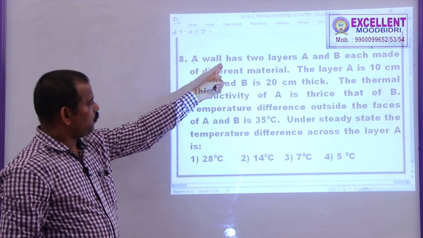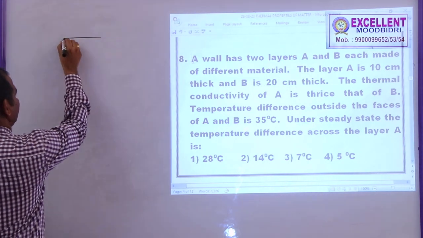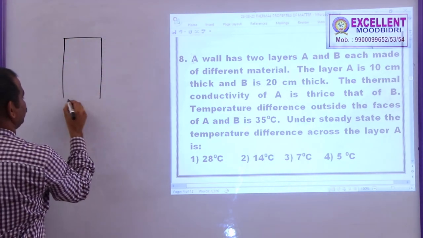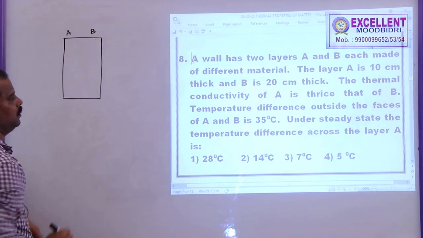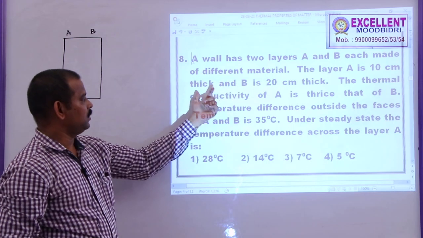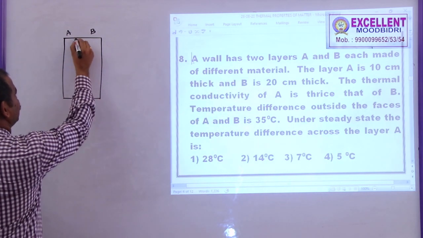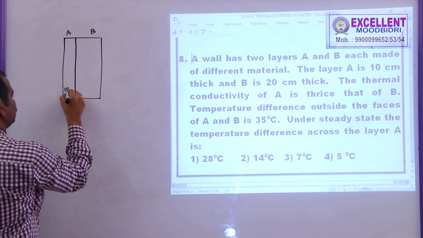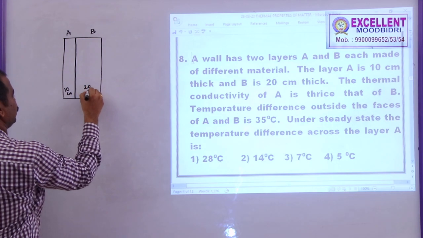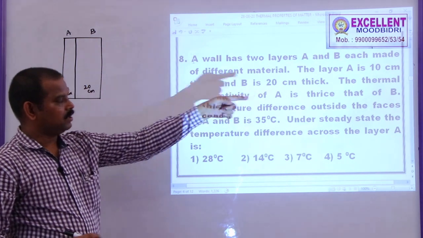Eighth one: a wall has 2 layers, A and B, each of a different material. So I have taken a wall here. This wall is made of 2 different materials, and these are named A and B. Now the layer A is 10 centimeters thick and B is 20 centimeters. So this is 10, this is 20. So let me divide this wall into two parts. This is 10 centimeters, this is 20 centimeters. The thermal conductivity of A is thrice that of B.